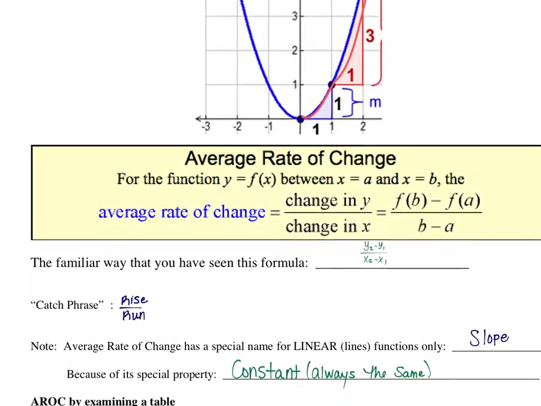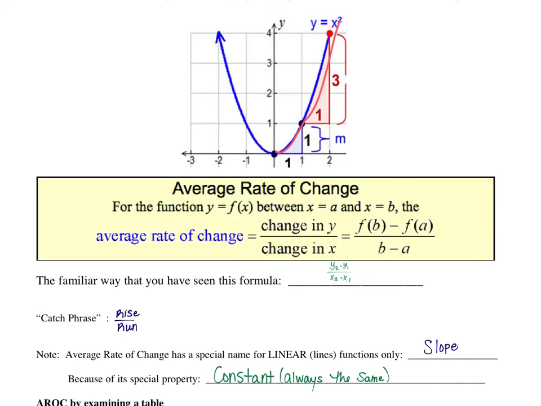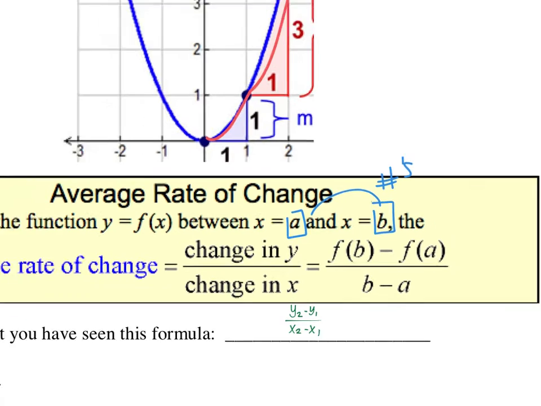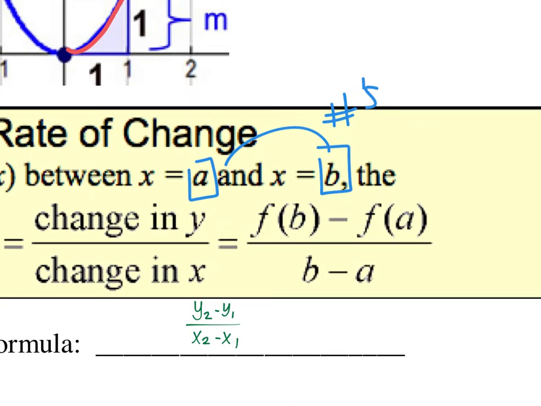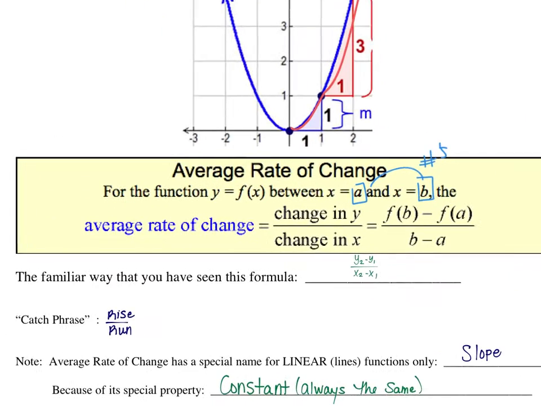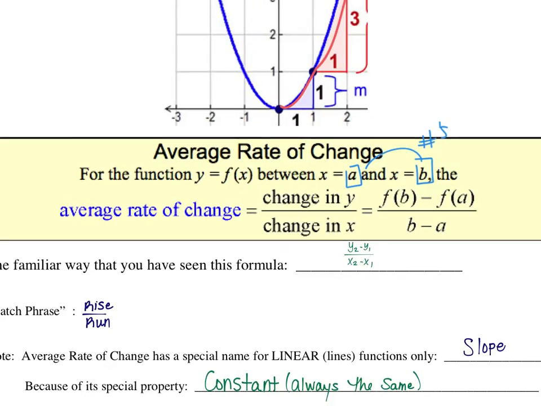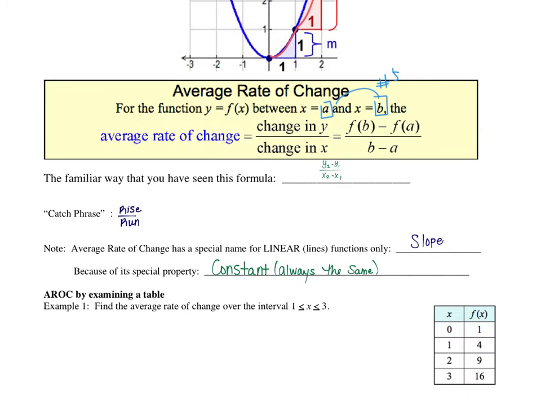So the average rate of change formula is, for each function y equals f of x between x equals a and x equals b, where a and b are just numbers on your interval, your average rate of change is the change in y over the change in x, which is also equal to f of b minus f of a over b minus a. A familiar way you've seen this formula is y2 minus y1 over x2 minus x1. It's just your slope. And the catchphrase that we could use is rise over run whenever you look at a graph.